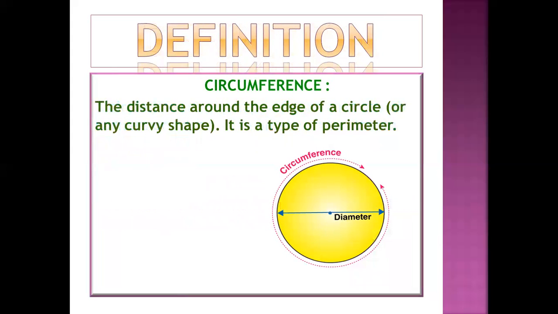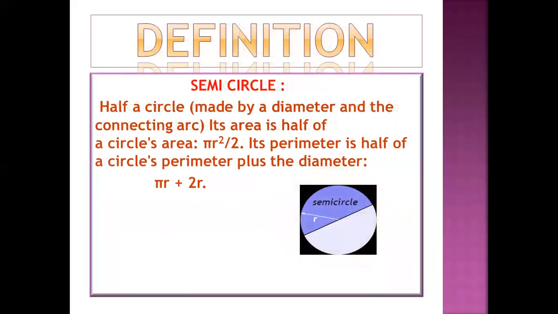The next definition is about the circumference. The edge of the circle or the boundary of the circle is called the circumference. The distance around the edge of the circle or any curvy shape is a type of perimeter. The edge is called the circumference of the circle.